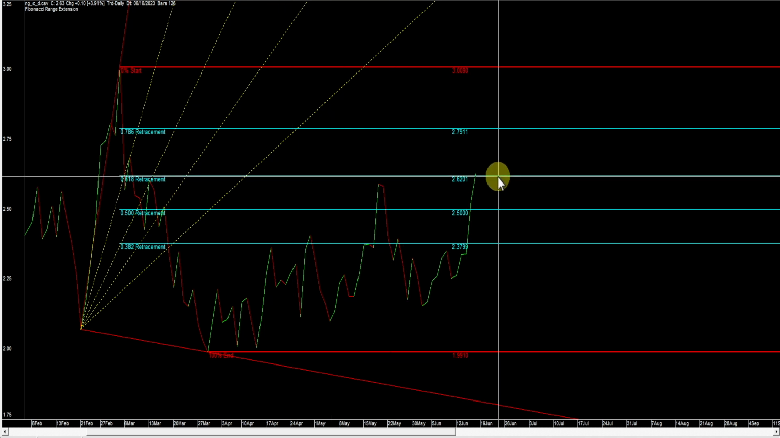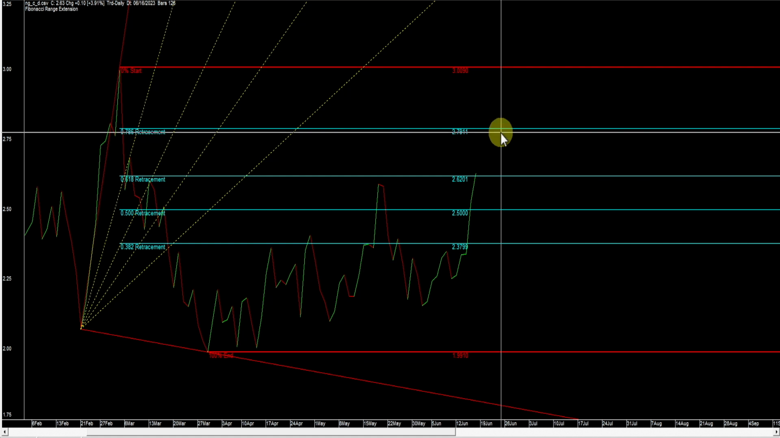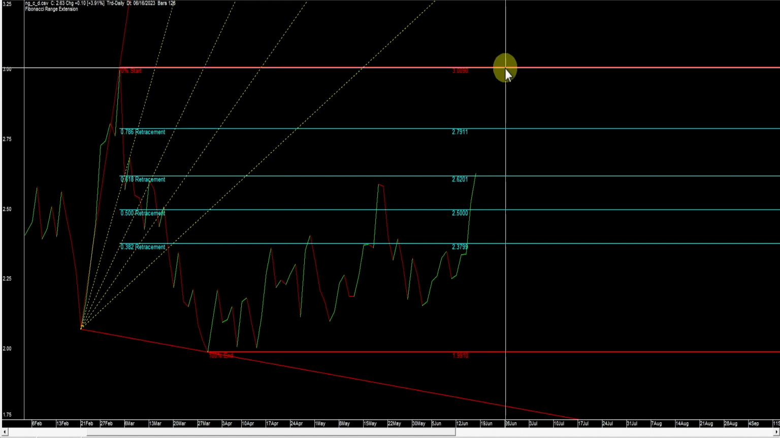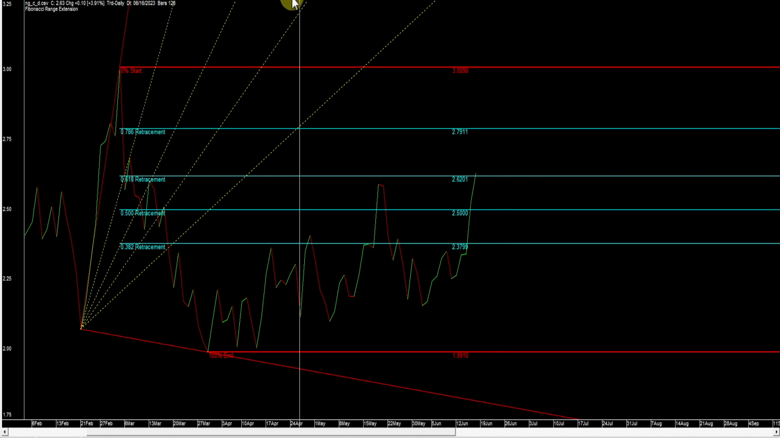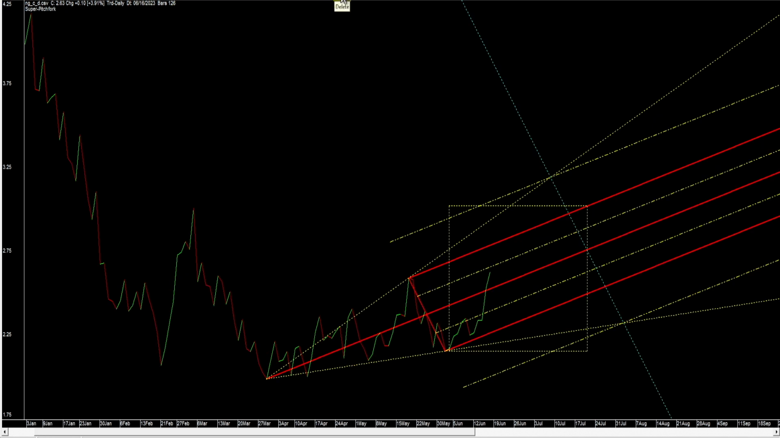Fibonacci, we're hovering around the 61.8. These next targets, 279, and then obviously the $3. And I think that's it for this chart.